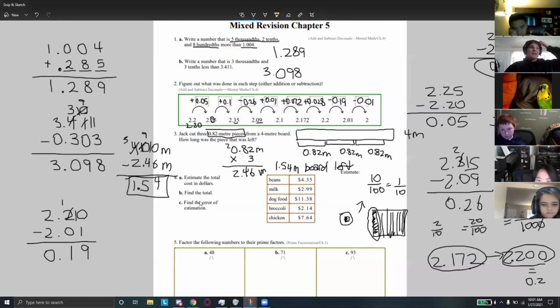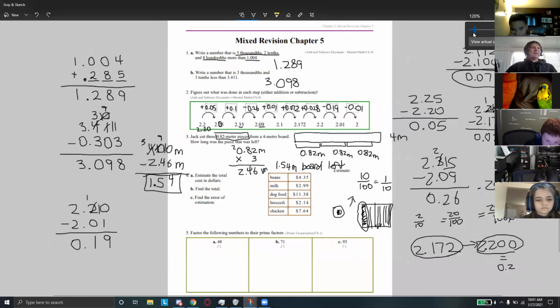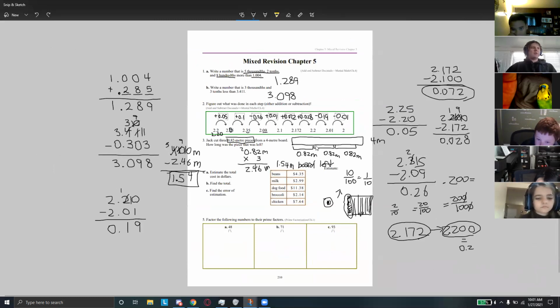Next, 4A, estimate the total costs in dollars. 4B, find the total. 4C, find the error of estimation. Okay. So first we need to estimate the total cost in dollars. And to do that, we'll be adding all of these numbers up and then dividing by the total amount of numbers. So that would be 5. So let's go ahead and add them all up.